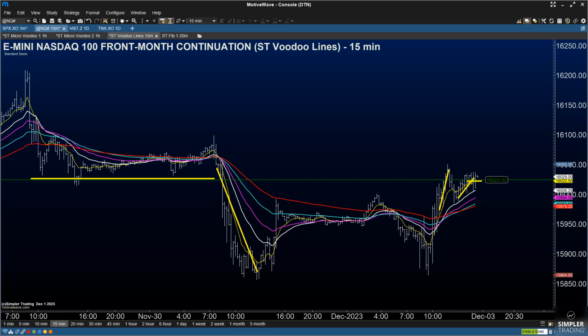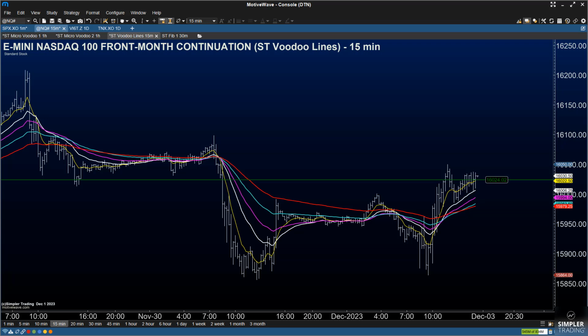Now this is not the cash NAS, this is the NAS futures, and I'll show you why we're looking at the futures in just a minute. The tree line level comes at a very similar spot, and this remains an important spot, an important sort of short-term over-under for the tech-heavy index.